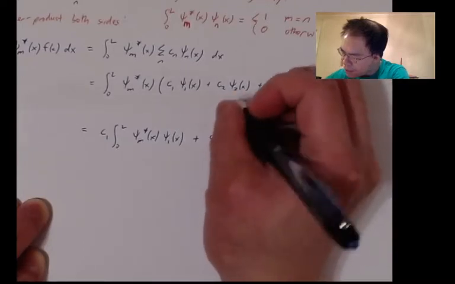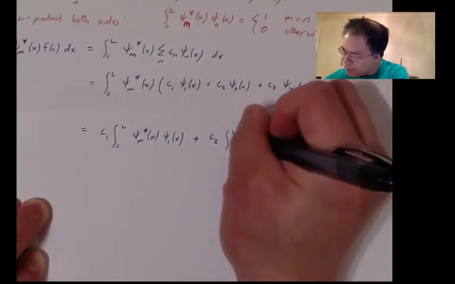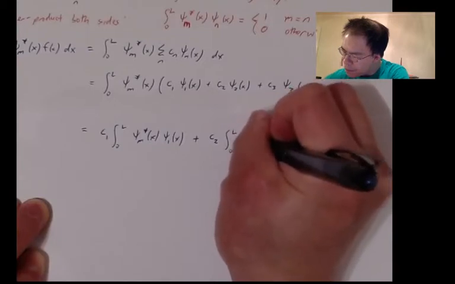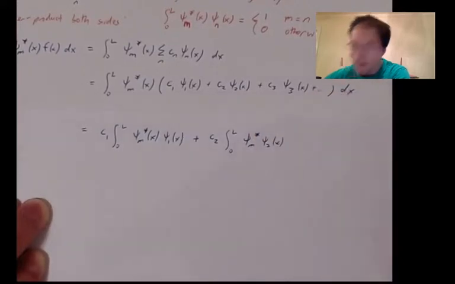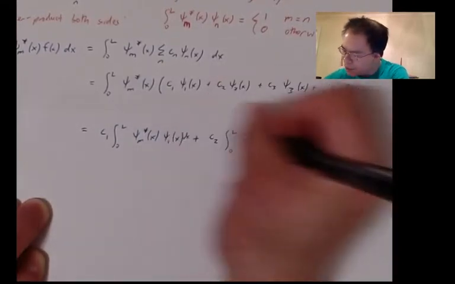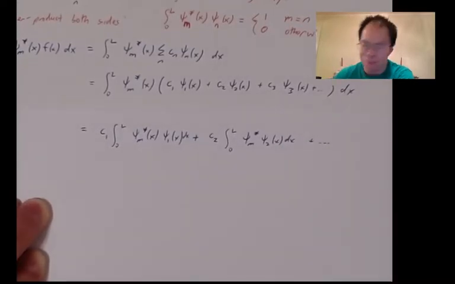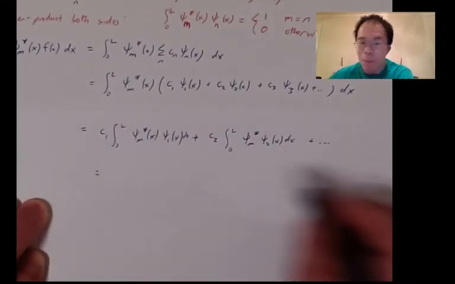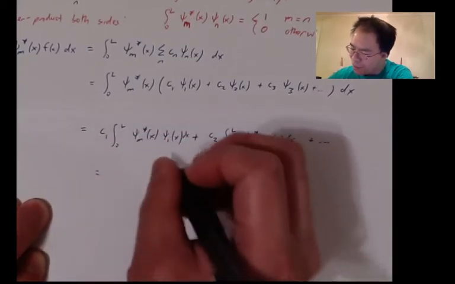Psi, C2, integral from 0 to L, psi m star, psi 2 of x dx, plus dot dot dot, and I think you get the picture here. So if I try to summarize this, I have a whole bunch of terms of this sort. I really have the following summation.